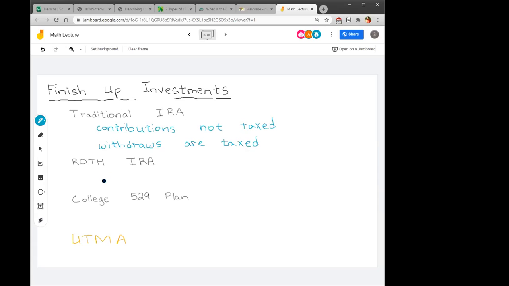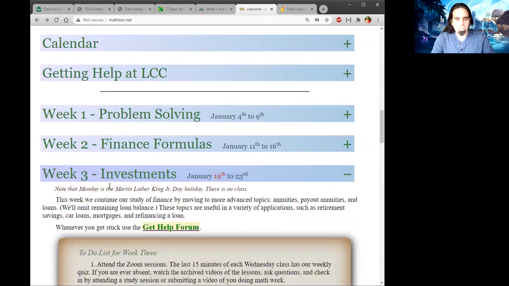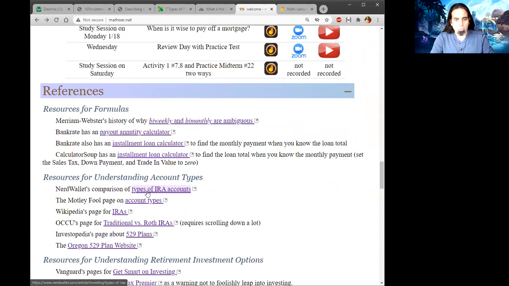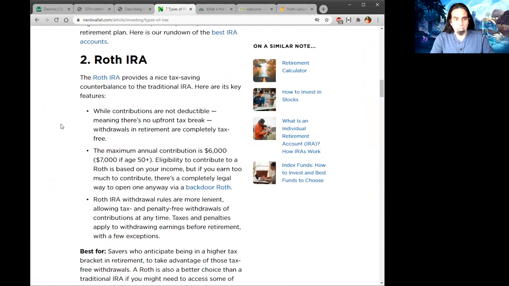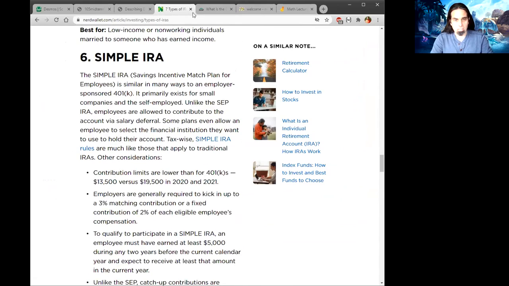Oregon actually mandated that employers provide an IRA account. It's called the Oregon Saves, and that is a Roth IRA. So if any of you are employees, then you very likely have access to a Roth IRA through Oregon Saves. Yes, if you go to the Investment Week's resource references, there's a types of IRA accounts, which is right here. And it does talk about the SEP and the employer ones and things like that as well.